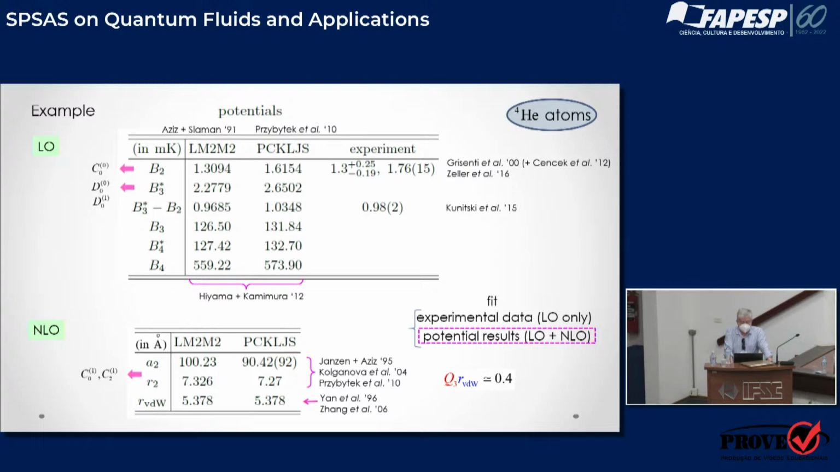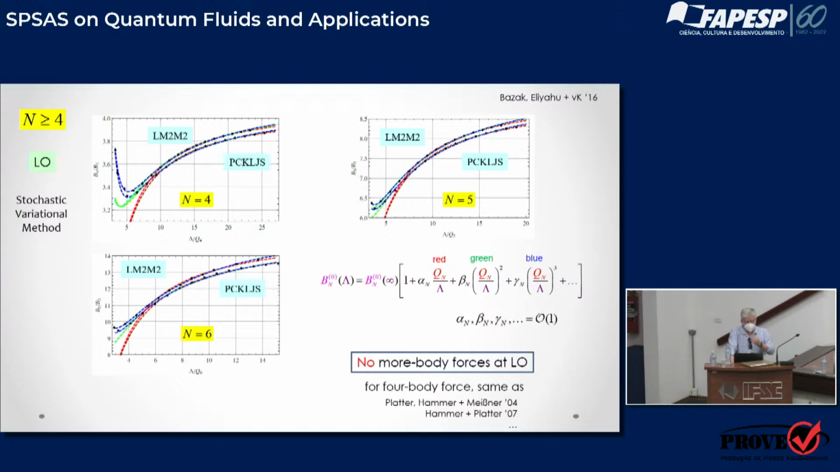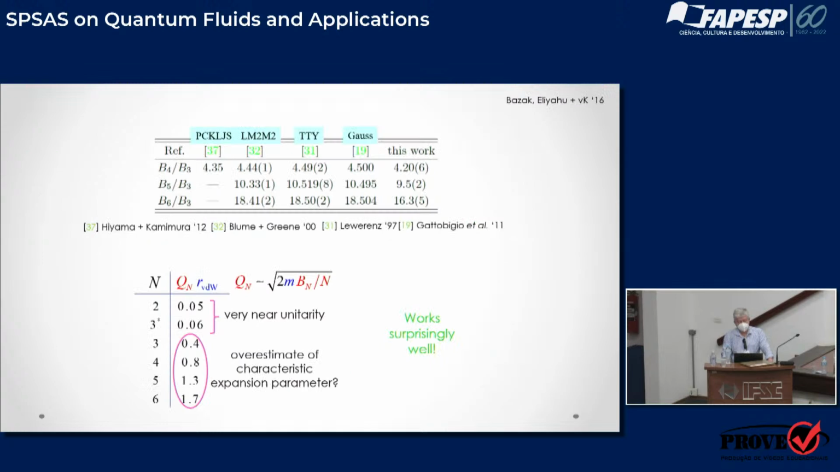So let's exemplify this again with helium-4 atoms. Now I simply go on and calculate also the four-body states. So this is what happens for 4, 5, and 6. You see that the four-body system converges with the cutoff, which confirms that there is no four-body force. And 5 and 6 converge as well, which means that there are no 5- and 6-body forces at leading order either. So we can predict everything that our computers allow us to.